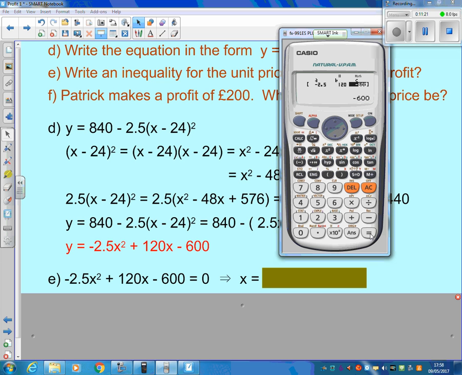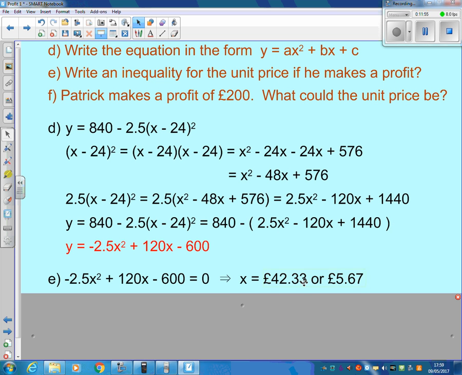Now if I press equals again twice, I'm going to get the two values where I've got my break-even values, the two places where the x-axis is cut. So let's press equals the first time. Look at something horrible. Let's press S to D to turn it into a decimal. So one price is if I sell it for £42.33, then that means no profit, no loss. That's a break-even point, £42.33. The other one is going to be, again S to D, £5.67. So £42.33 or £5.67, they are what is known as the break-even values.